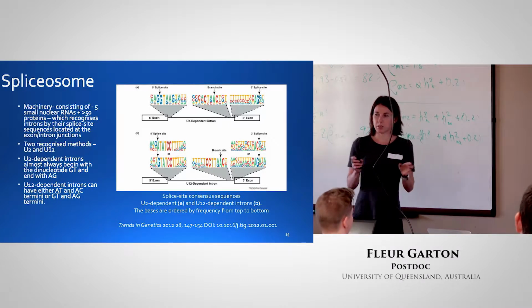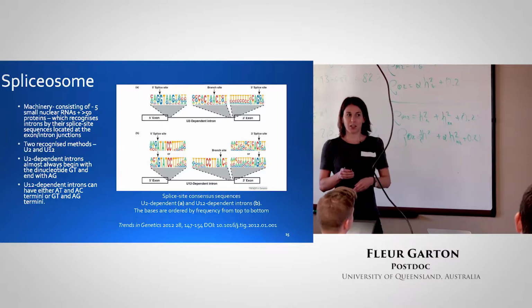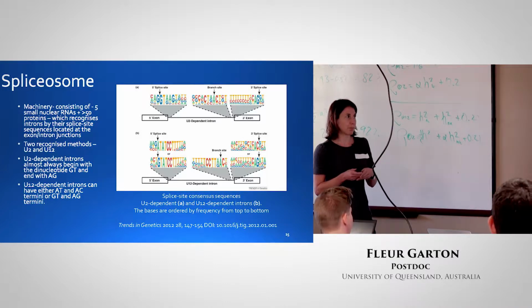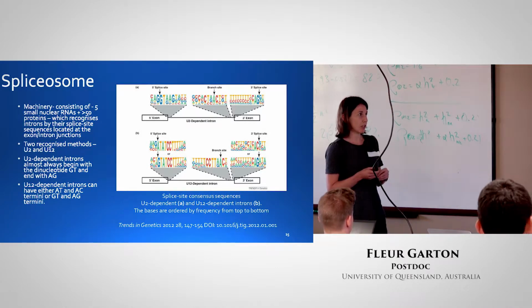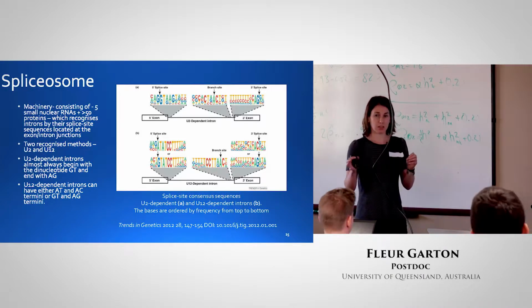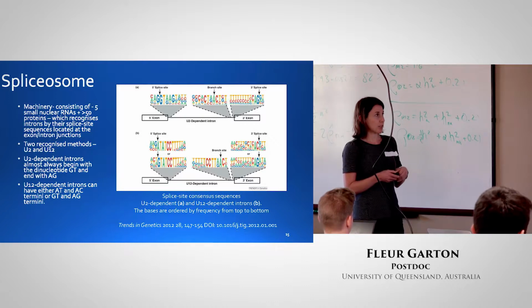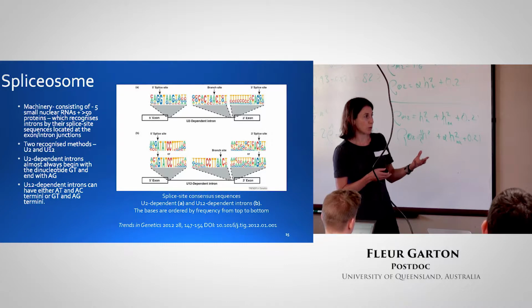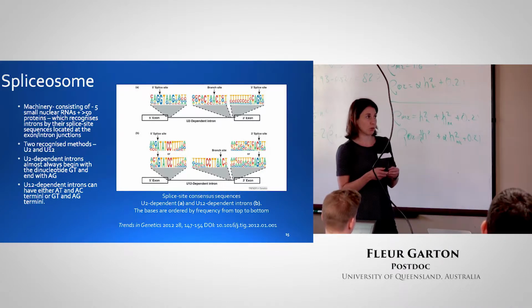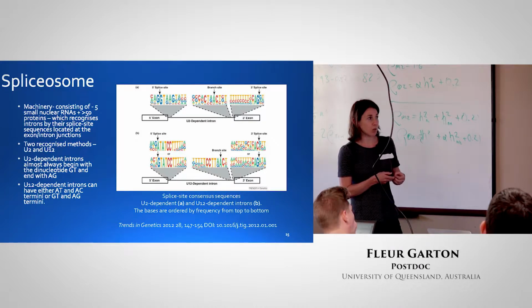So this is talking about splicing out. How do we know where the intron starts and the exon finishes? We're aware of something called the spliceosome. This is a machinery that consists of small nuclear RNAs and proteins, which can recognize introns by their splice site sequences located at the intron-exon junction. This is a picture of an exon, the intron, and an exon. There are 2 different mechanisms, U2 and U12. The U2 mechanism always has this GT dinucleotide and always tends to end with this AG.